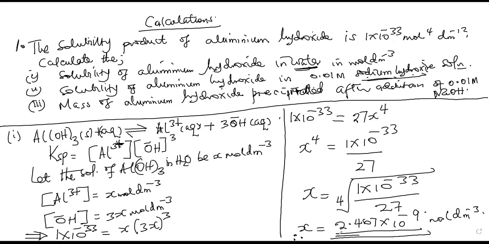You have to note this value because now we are going for part 2, where they want us to get the solubility of aluminum hydroxide in 0.01 molar sodium hydroxide. That is where we have to be very focused as we move on. For Roman 2, they have introduced 0.01 molar sodium hydroxide. Remember, our KSP is given, the solubility product, 1 exponent negative 33, it does not change, moles power 4, decimeter to the power negative 12.